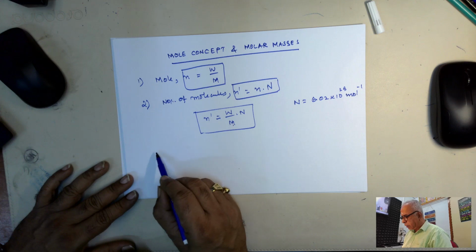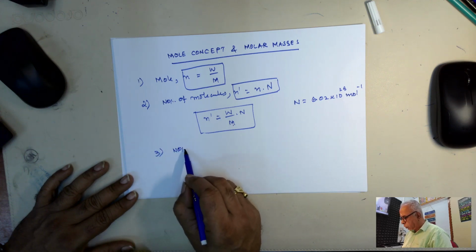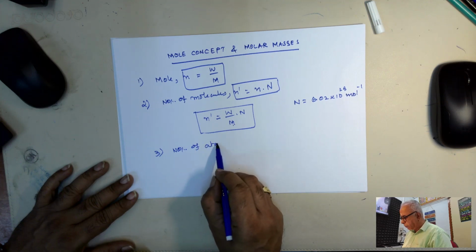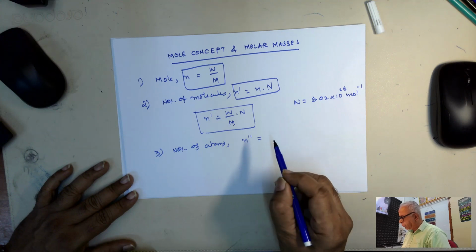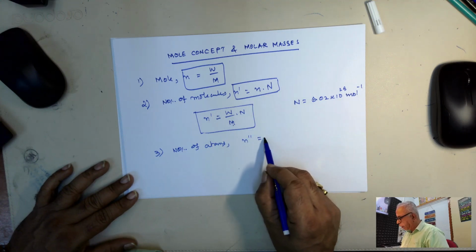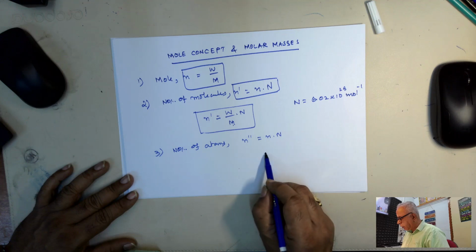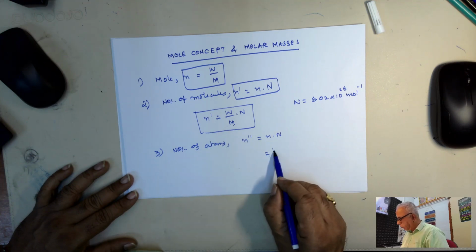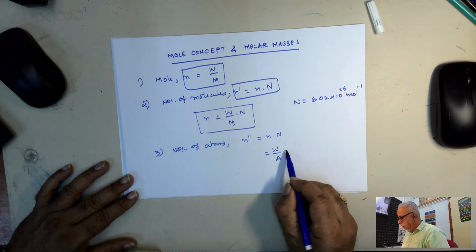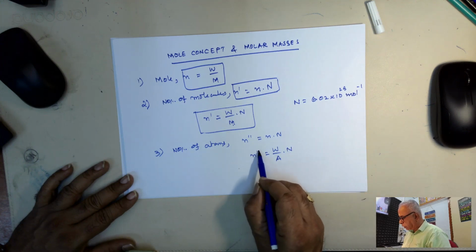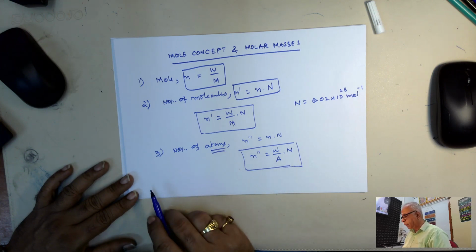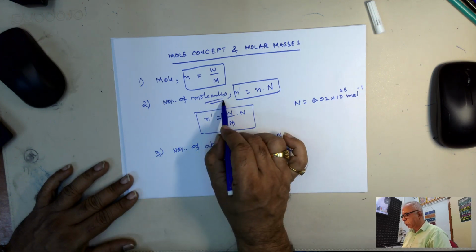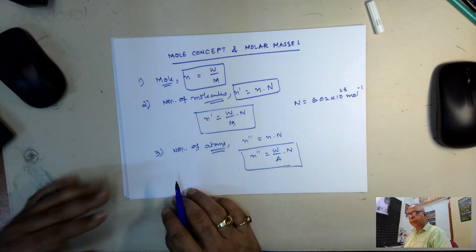And you should know about the number of atoms also. So number of atoms can be safely represented as N double prime, and that is also n into N, but in this case n represents weight by atomic weight, so into N. So this is the simple formula to determine the number of atoms. This is number of molecules. This is number of moles.